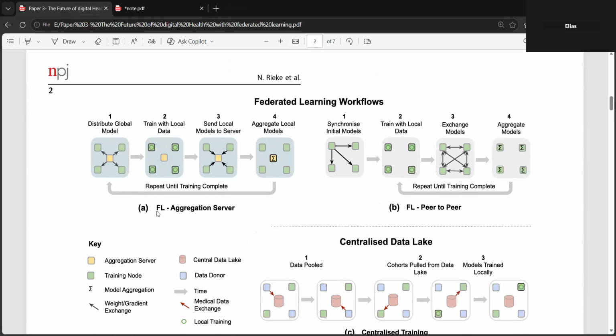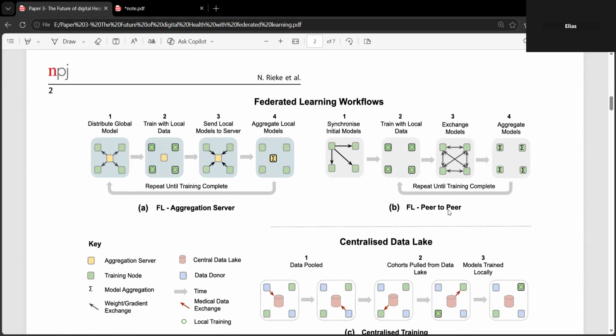One of them is the federated learning aggregation server, which means that each model trains locally, and finally they send it to a server to do all the aggregation, and finally the aggregated model is shared with all the hospitals.